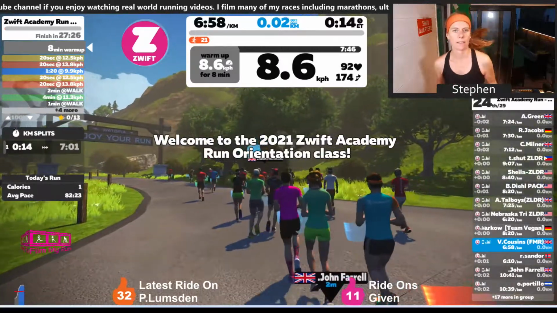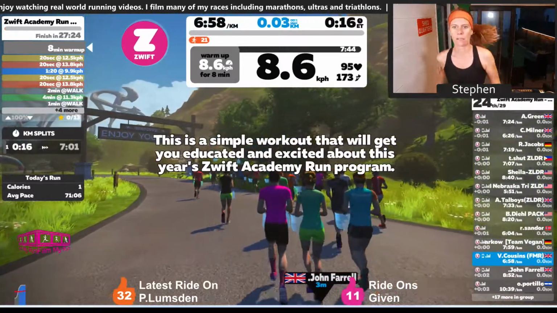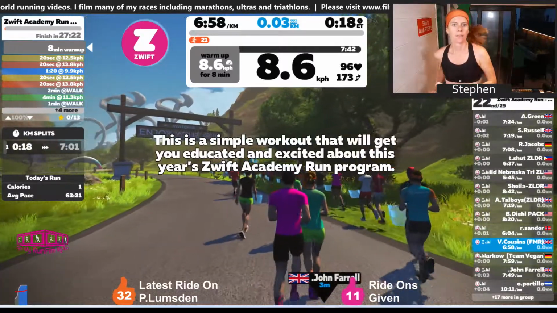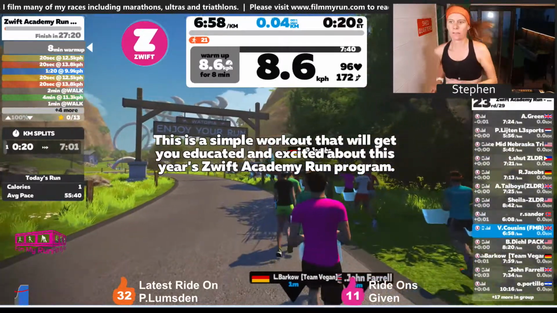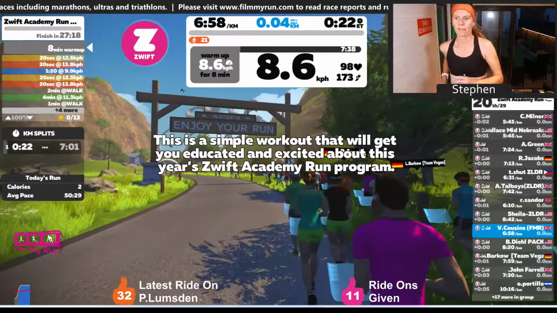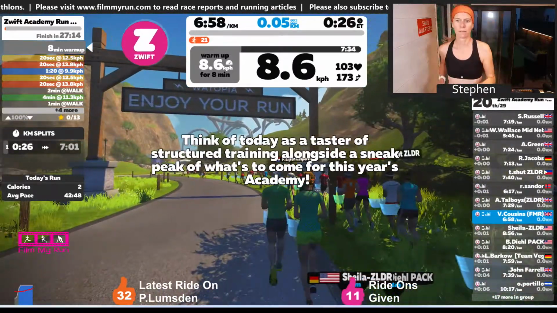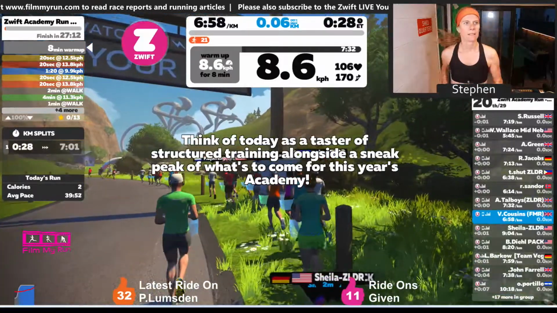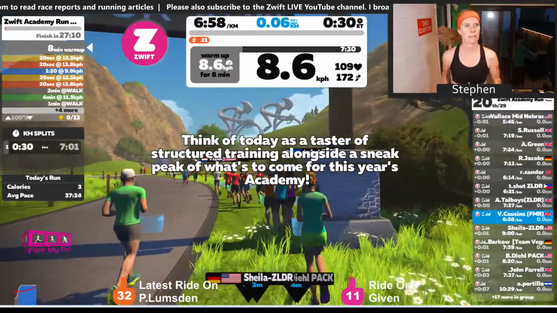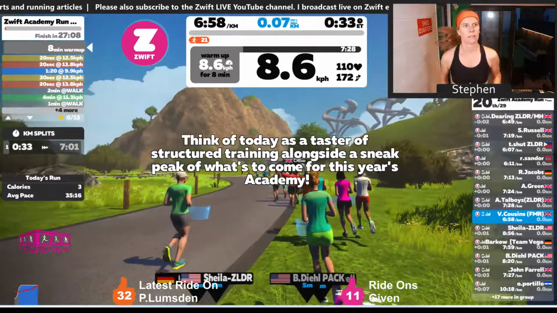Right, so Victoria says, we're not looking at this as a workout, we're looking at it as a showcase for what Zwift can do for people who are new to Zwift running, who are thinking of joining the Zwift Academy Run programme. So welcome along. We're going to talk you through it as we go. Hello to all the regulars who are watching: Sebastian Vogt, John Farrell, Amy Green.